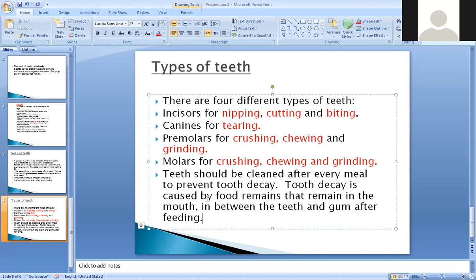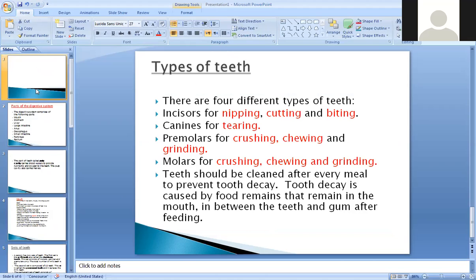Tooth decay is caused by food remains that stay in the mouth, in between the teeth and gum after feeding. And the best tool to use while cleaning in between the teeth is the dental floss. Remember, dental floss is a thread fixed with wax, used to remove food particles that are stuck in between the teeth. Very important.